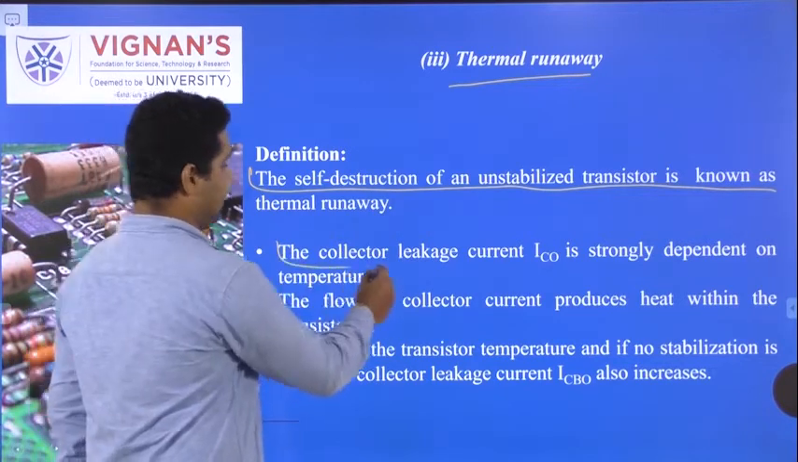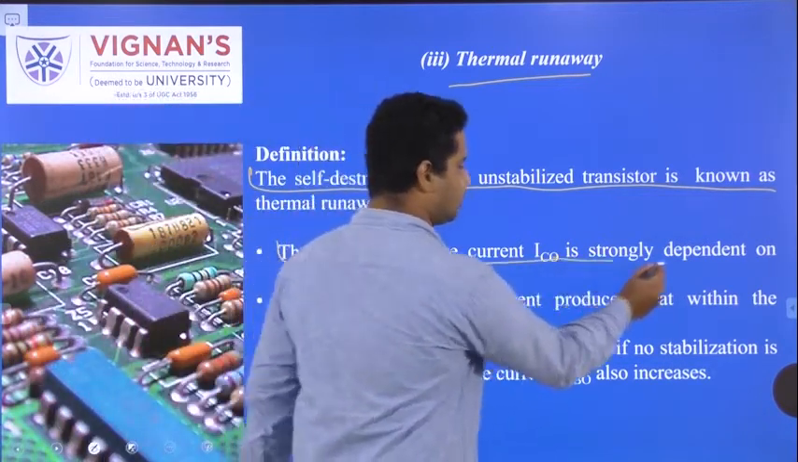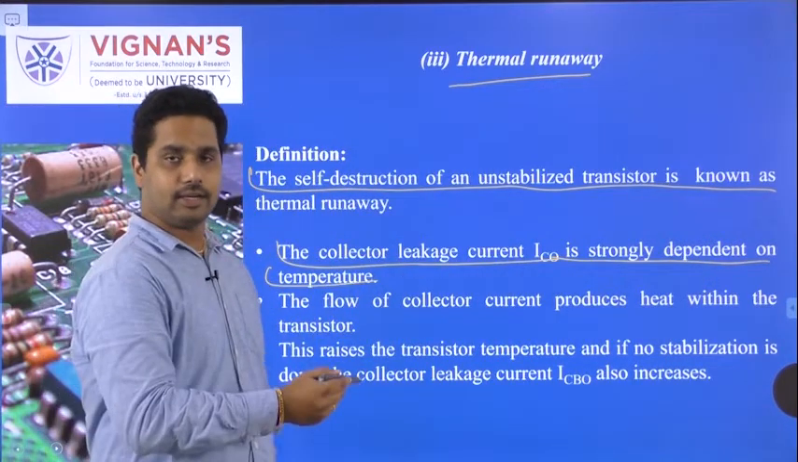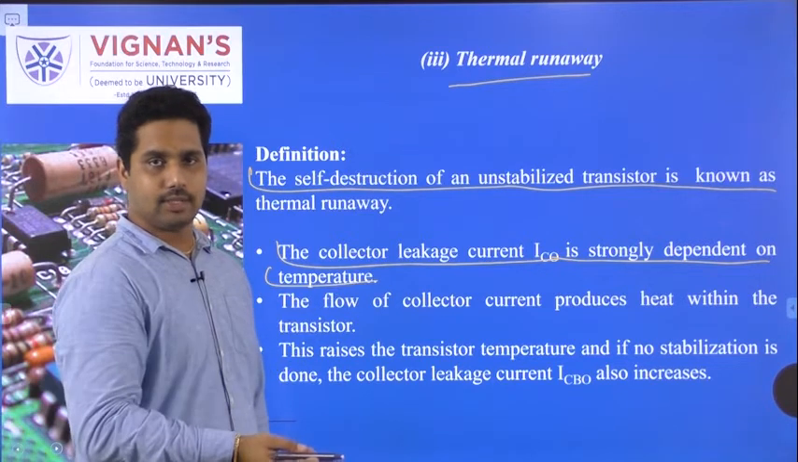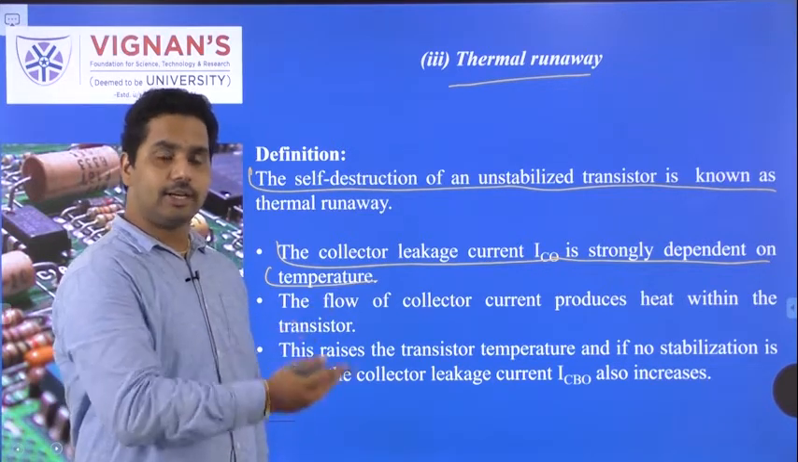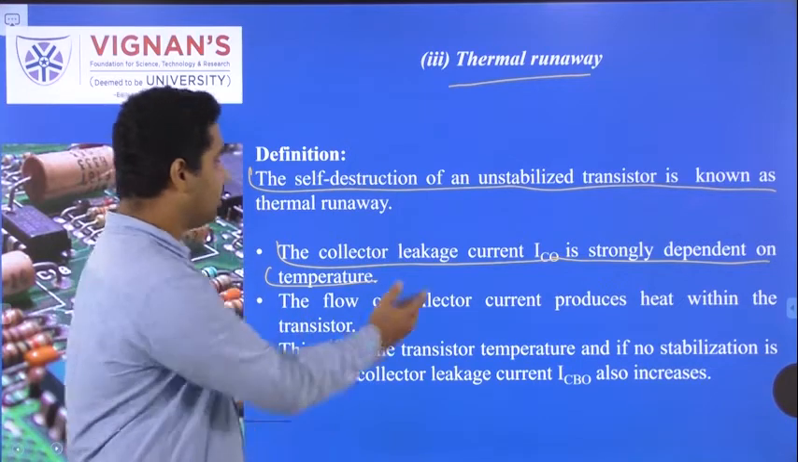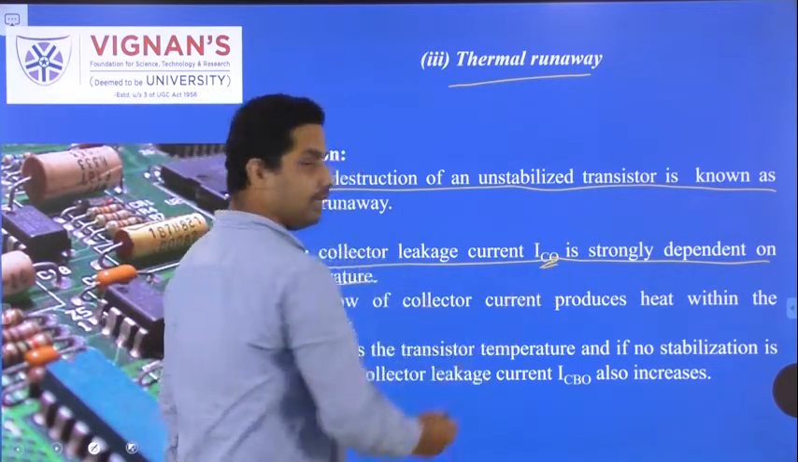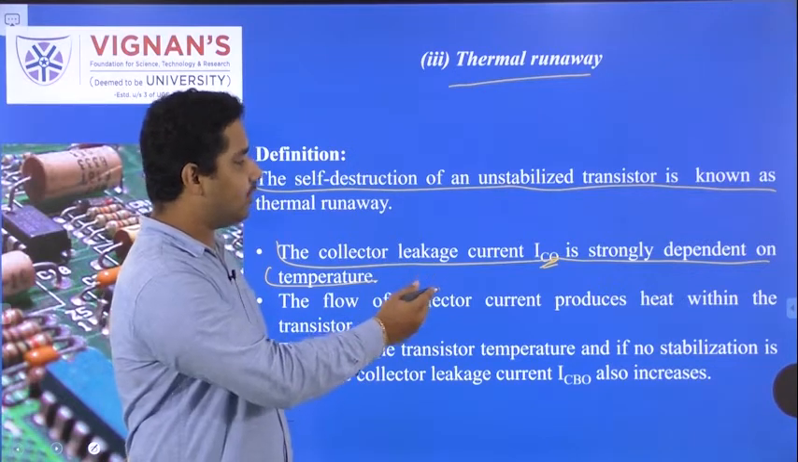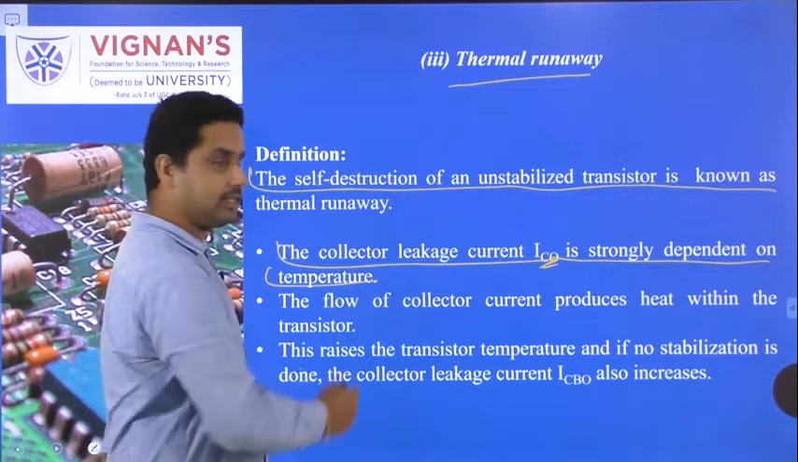The collector leakage current ICO is strongly dependent on temperature. We know that the leakage current is because of minority charge carriers. If temperature increases, minority charge carrier generation will be more. Because of that, your ICO will also increase. So the collector leakage current has a strong dependency on temperature.